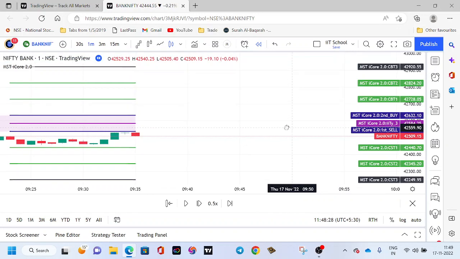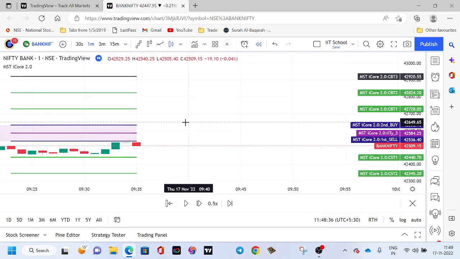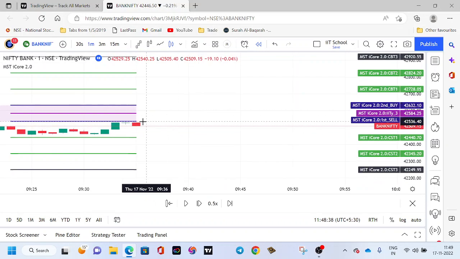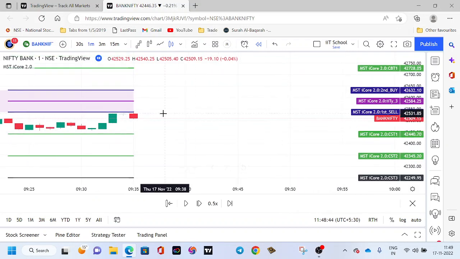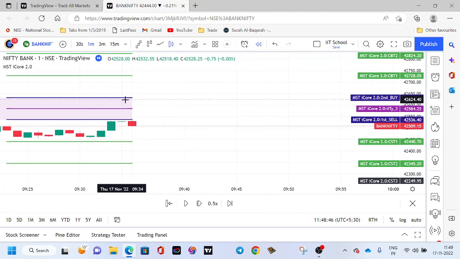See here, I have enabled both sell targets as well as second buy targets. Why? Because I don't know where the market will go. I have predicted that the market has to come down from this level. If the market is going one-sided, I will be ready here for the second buy.